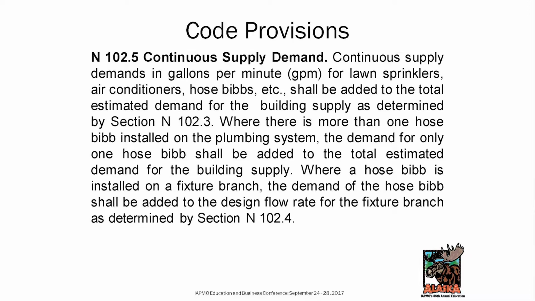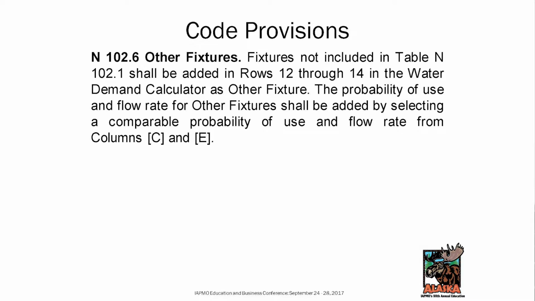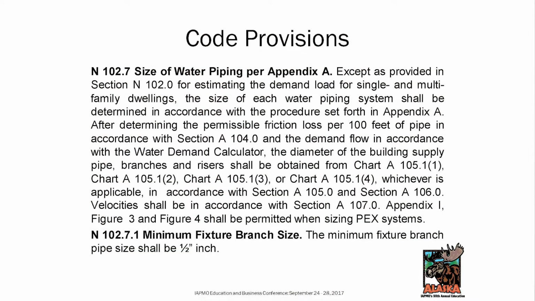And then there are rows built in the calculator for other fixtures. And again, this language is similar to what you find in the footnote to the fixture unit table in Chapter 6. If there's a fixture not included in the calculator, you find a probability of use and flow rate that has a comparable probability of one that's already listed. And then all this is saying is that you will use the water demand calculator in conjunction with Appendix A procedures for pipe sizing.